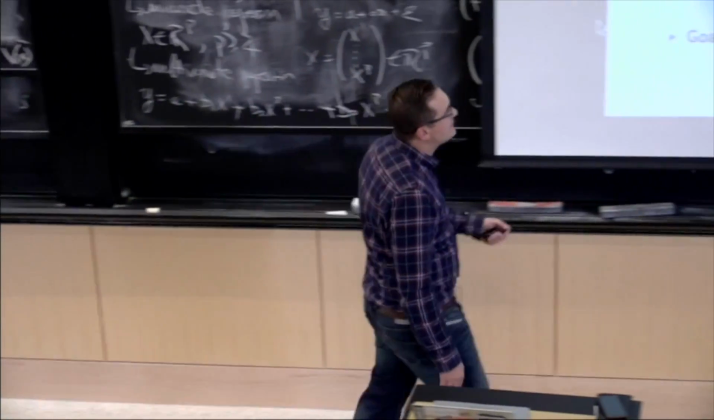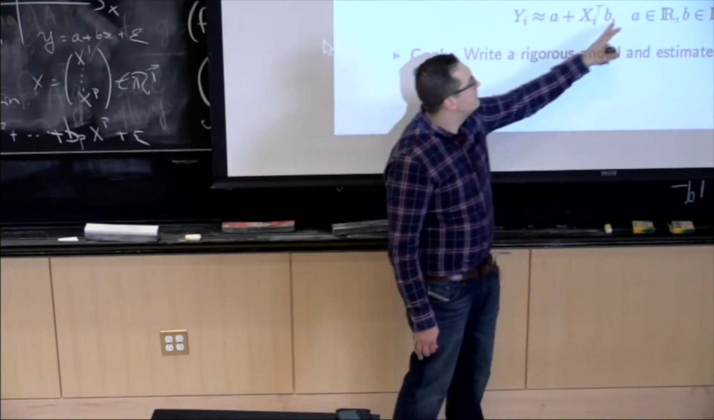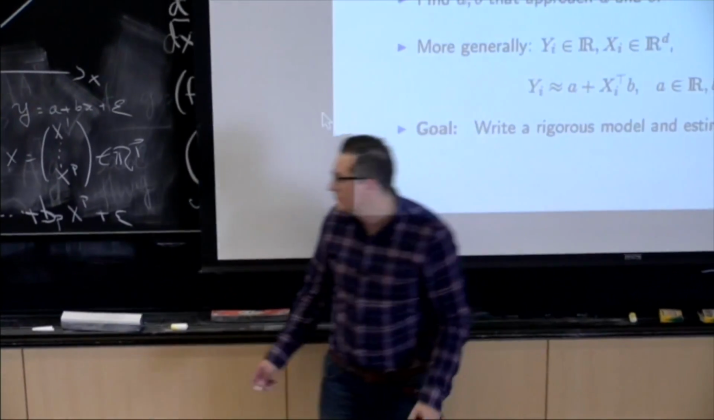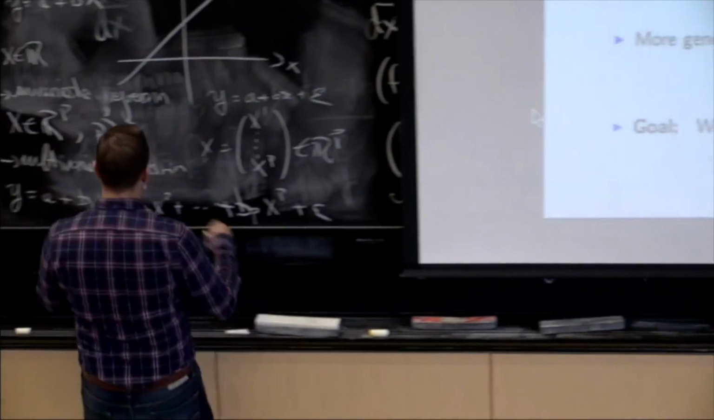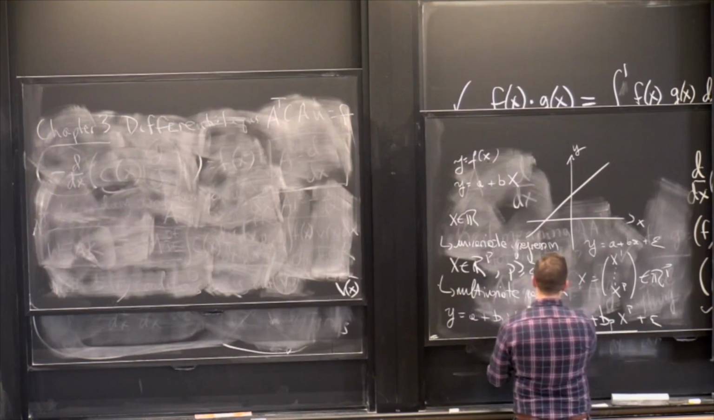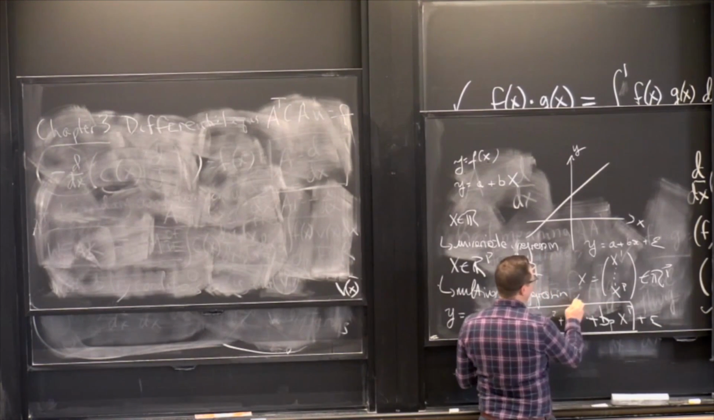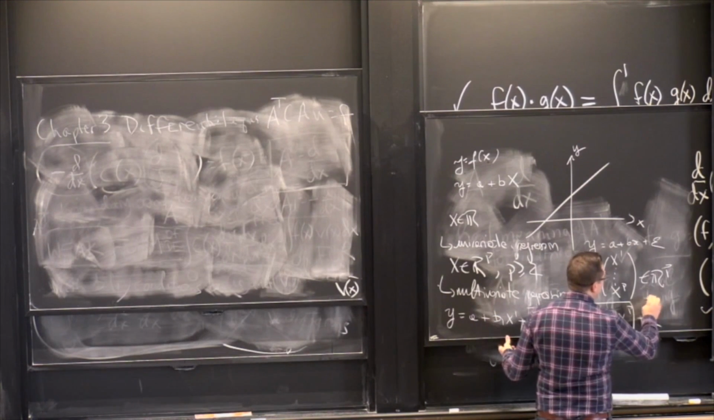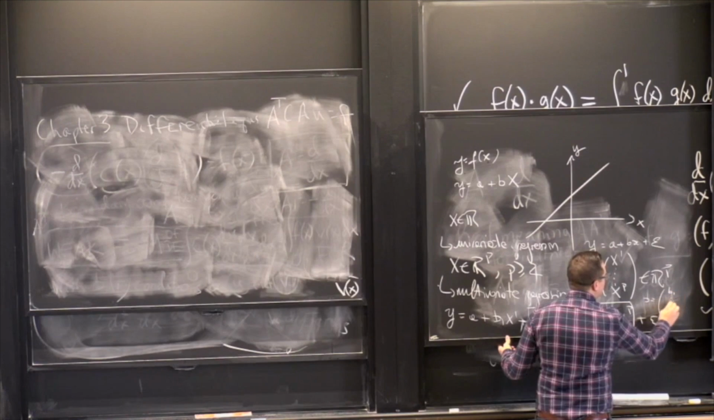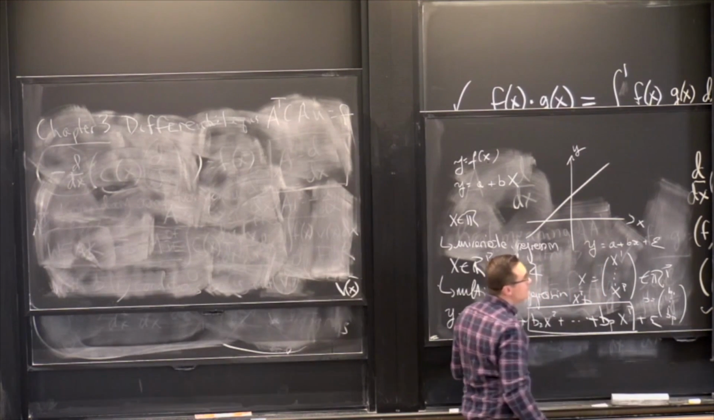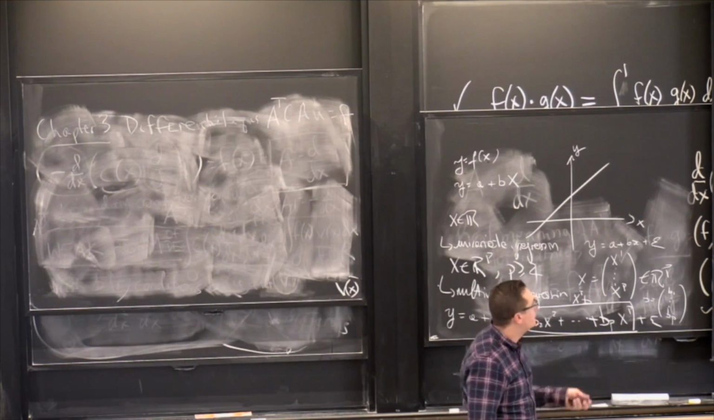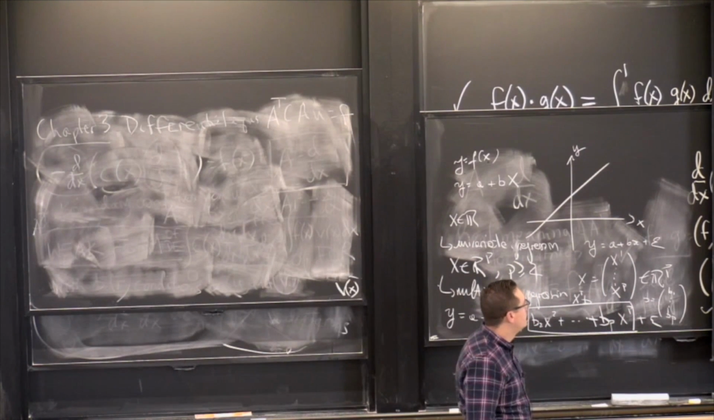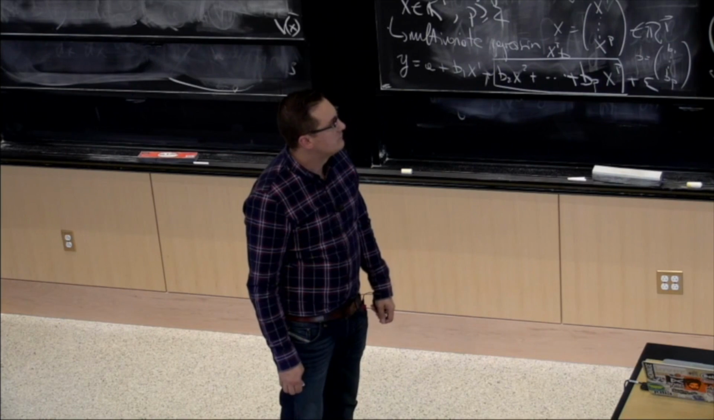Of course, you can write this as x transpose b, right? So this entire thing here, this linear combination, is of the form x transpose b, where b is the vector that has coordinates b1 to bp. Okay? Sorry, here it's in Rd. P is the natural notation.